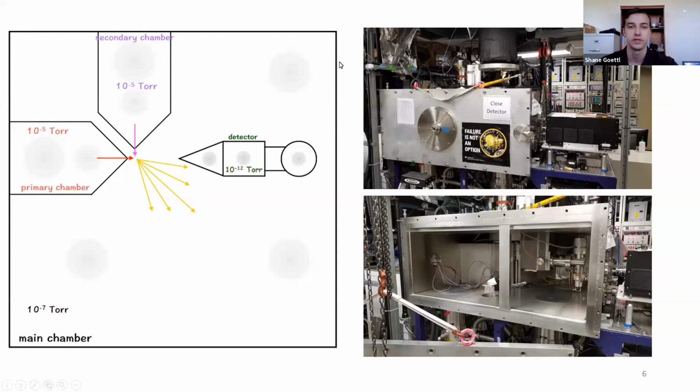So this is a top view of the experimental setup. We have a large stainless steel box that houses two source chambers. In each of these, we generate a reactant supersonic molecular beam, which then collide in our main chamber. And then these products scatter and are detected by a rotatable universal detector.